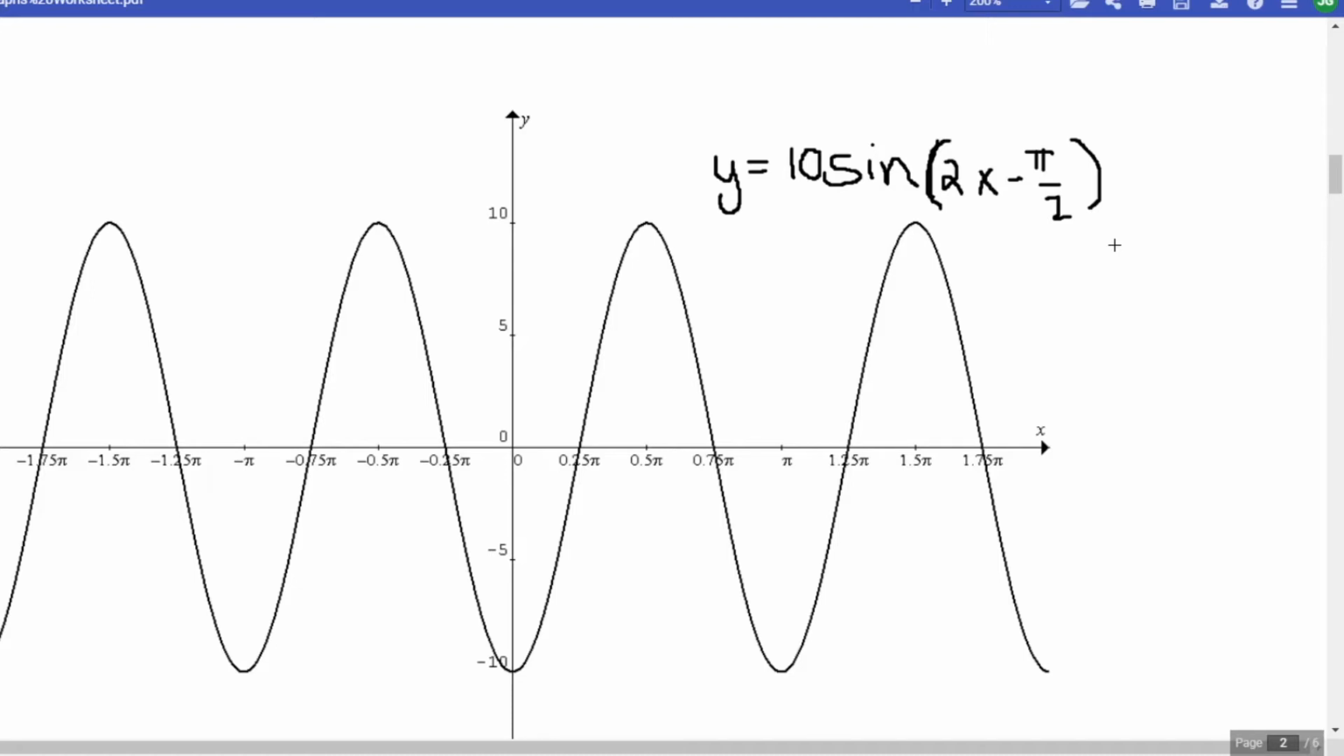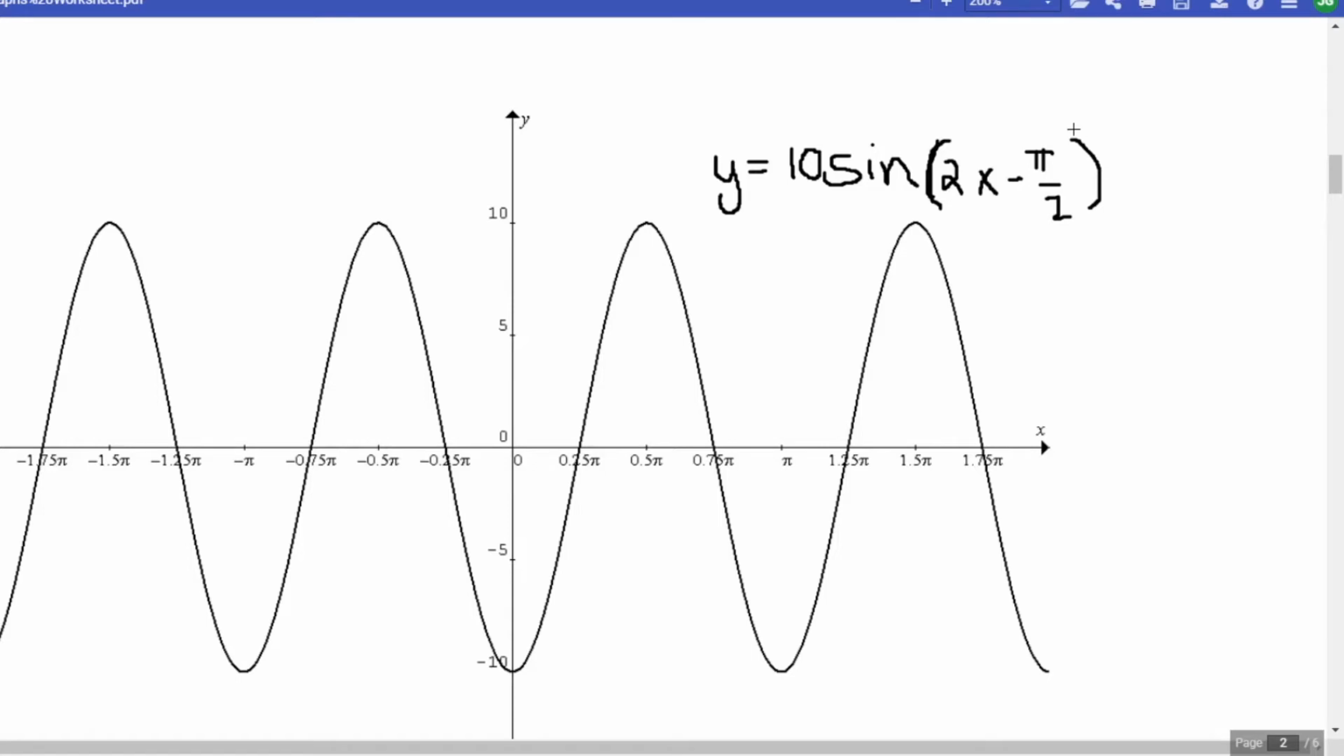Now what I'm going to show you today is how to determine what the phase shift is. And so phase shift is the horizontal translation. So that's the, if someone says how far has this graph translated left or right, or if they say has the graph shifted left or right, that's the number they're looking for. So the way that you find this phase shift is you're going to look at the argument of your trigonometric function, in this case sine.